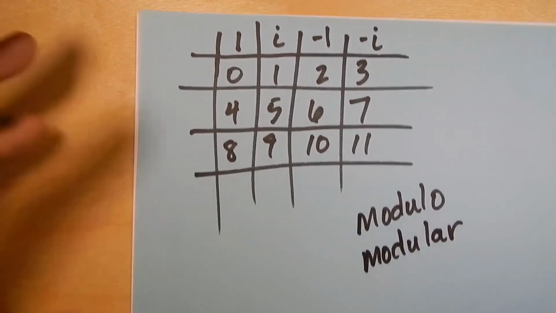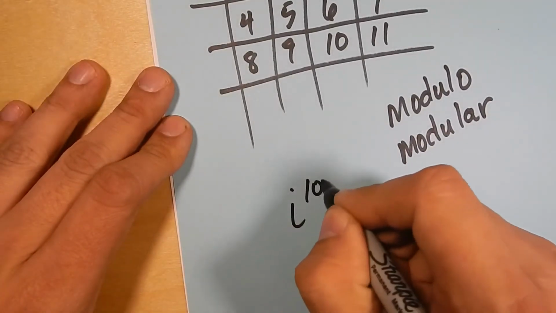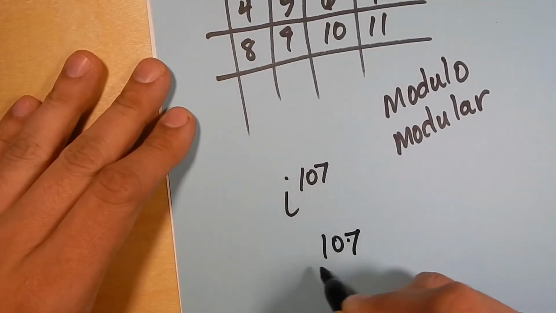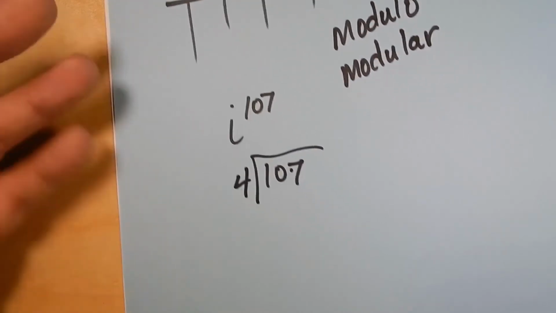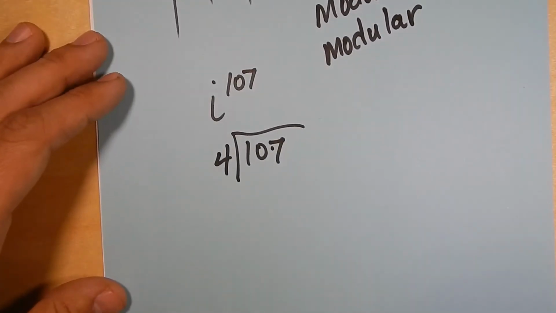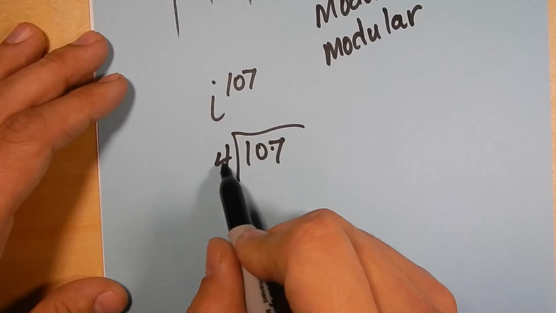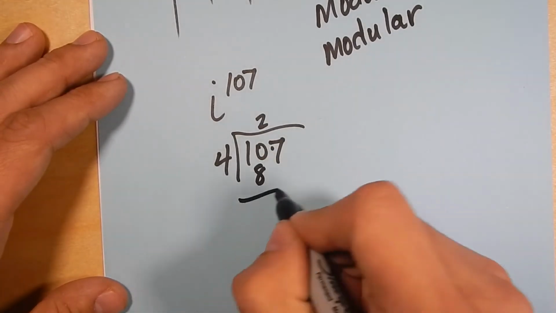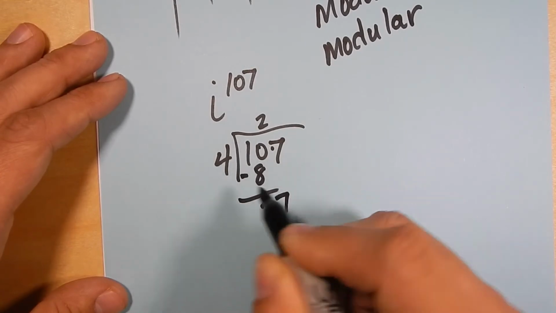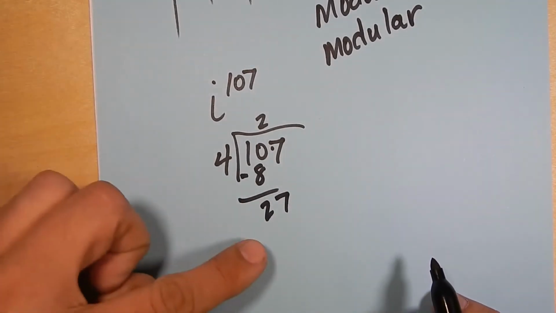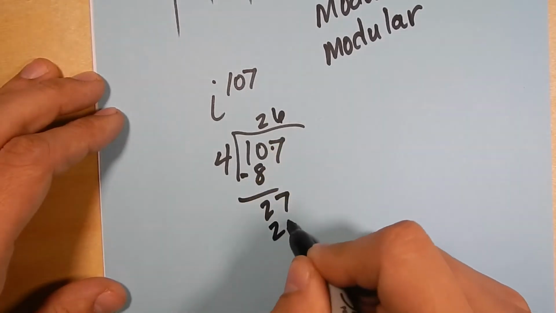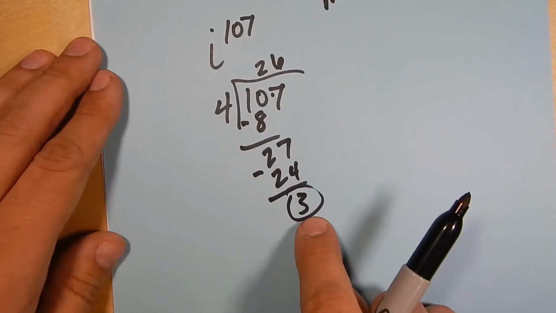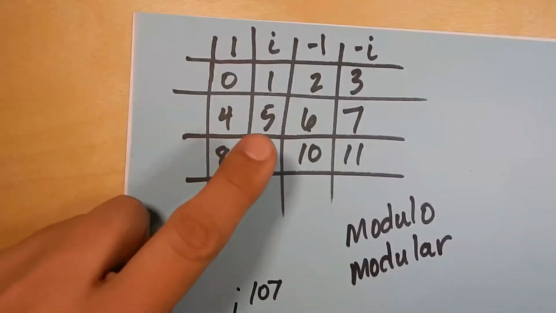So let's say we have I to the 107th power. What we want to do is take 107 and divide it by 4 and get an answer, but we don't care what the quotient is. What we're looking at is the remainder. So we take 4 into 10, and that's 2. We got an 8. I'm going to do some subtraction here. 4 into 27. Let's see, 4 times 6, that's 24. We subtract. That gives us a 3. This is what we're looking at. So our remainder tells us where we're going to end up in this chart.